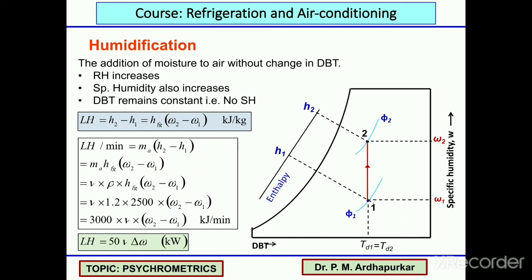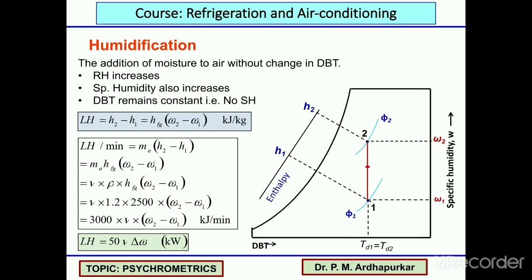So, during dehumidification, the relative humidity decreases, specific humidity also decreases, whereas dry bulb temperature remains constant. There is no sensible heat interaction, and the expression for the latent heat would be same as 50 multiplied by volume flow rate into change in specific humidity. So, this is all about the two psychrometric processes, that is humidification and dehumidification.